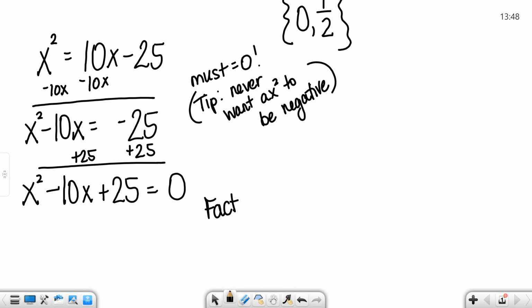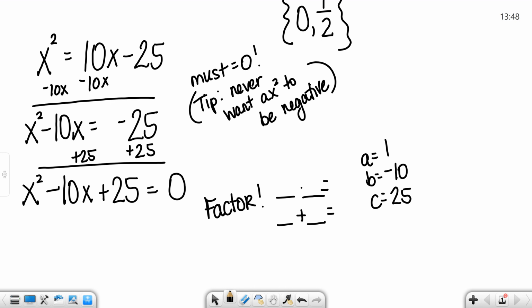Now I factor. Look for a greatest common factor. There's not one. It is a trinomial. So I'm looking for two things that multiply to be a times c. Those same two things add to be b. So I'll just write them all down again. Last time I did not. All right, a times c is 25. My b value is negative 10. So my two numbers are going to be negative 5 and negative 5. That way when I add them, I do get negative 10. When I multiply them, I get positive 25.